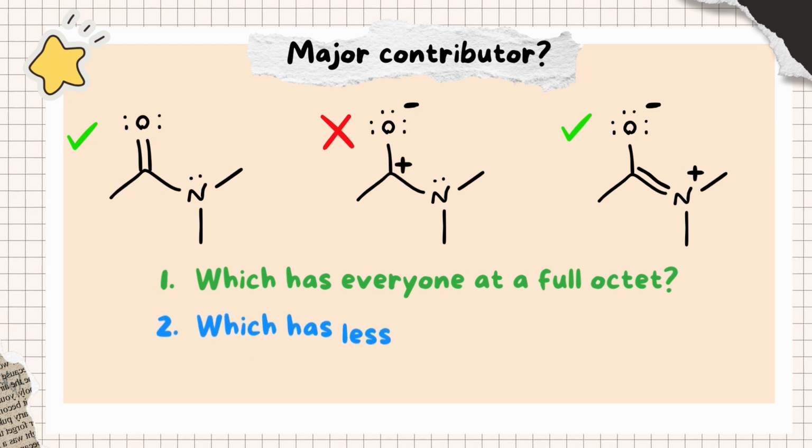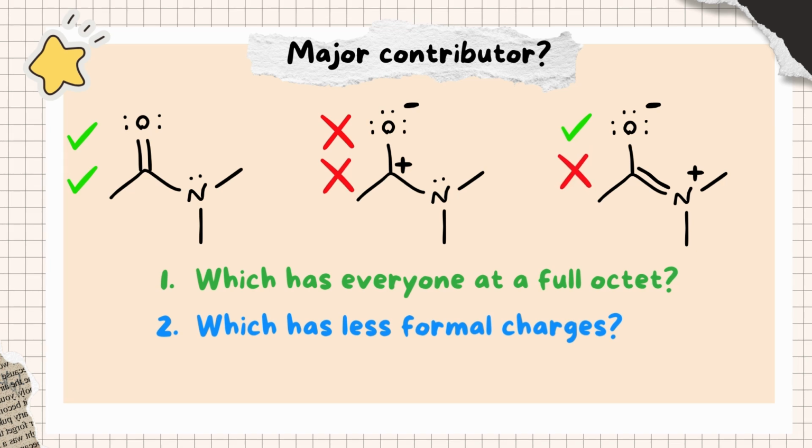Another question is which has less formal charges? Basically, less charges scattered around in total and in value. You wouldn't want a +2, -2, for example. The first one is the only one with no charges at all. The cleaner it looks, the more stable it tends to be in resonance.